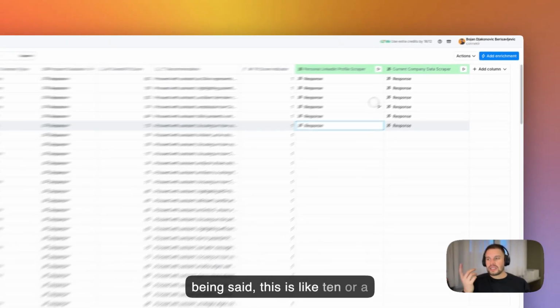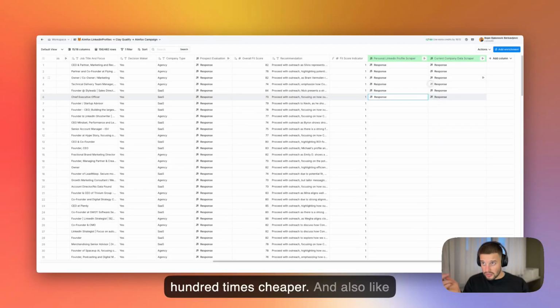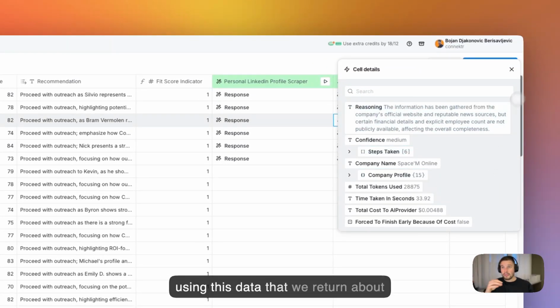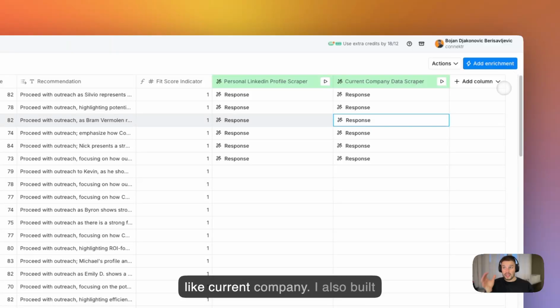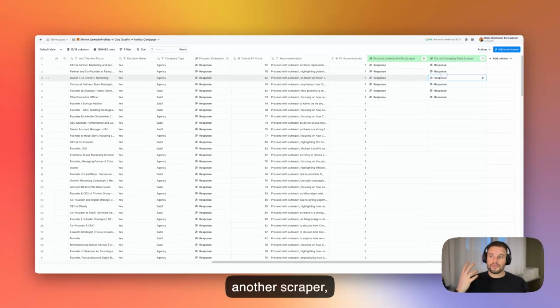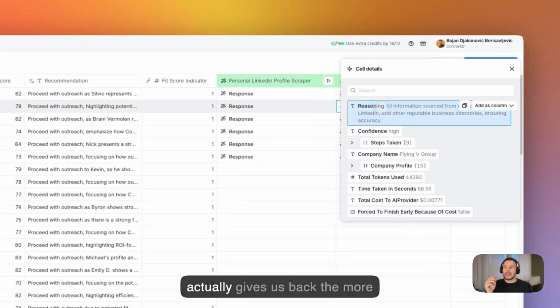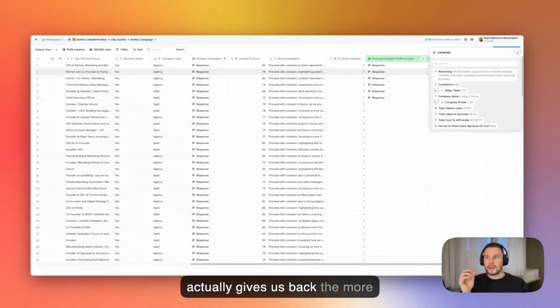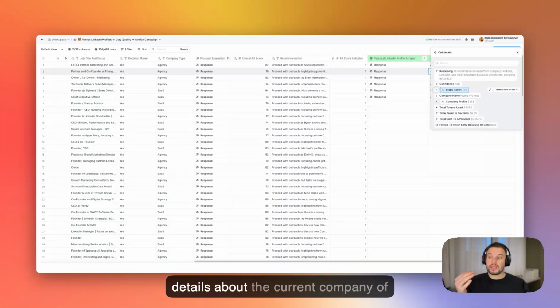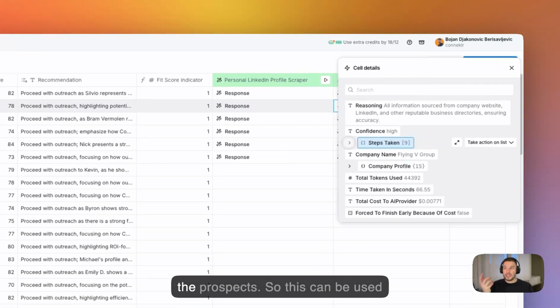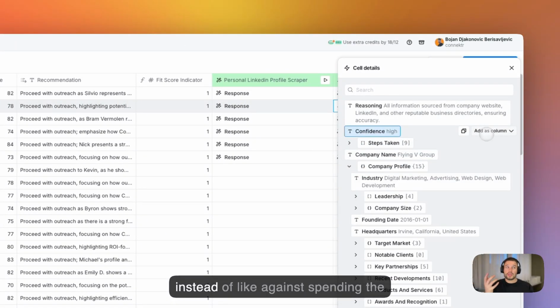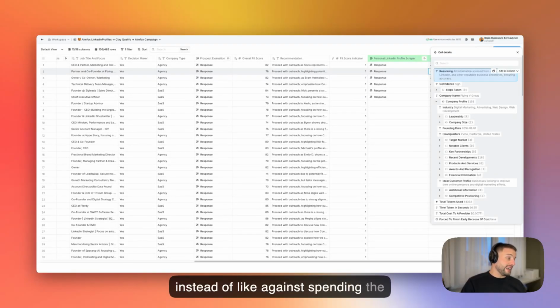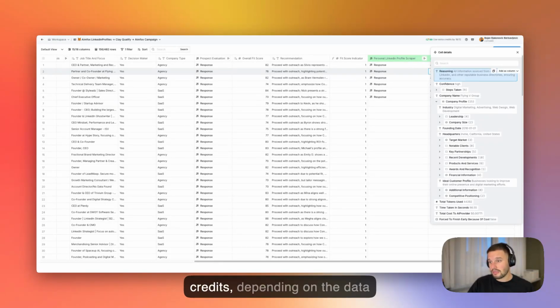That being said, this is like 10 or 100 times cheaper. Also, using the data that we returned about the current company, I built another scraper, which gives us back more details about the current company of the prospects. This can be used instead of spending credits on company enrichment data, which can cost from 1 to a few credits depending on the data provider inside of Clay.